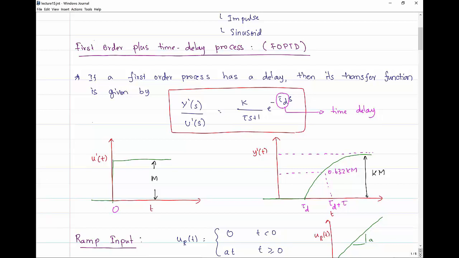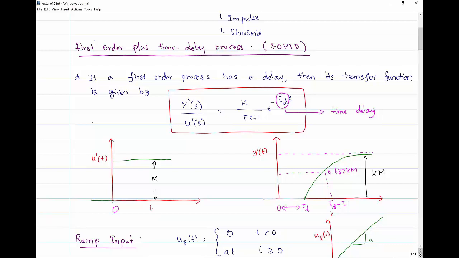We can also notice that even though there is a time delay, the only difference in the response from the response of a non-time delay first-order transfer function is that the response is going to be shifted by tau d units from the origin.